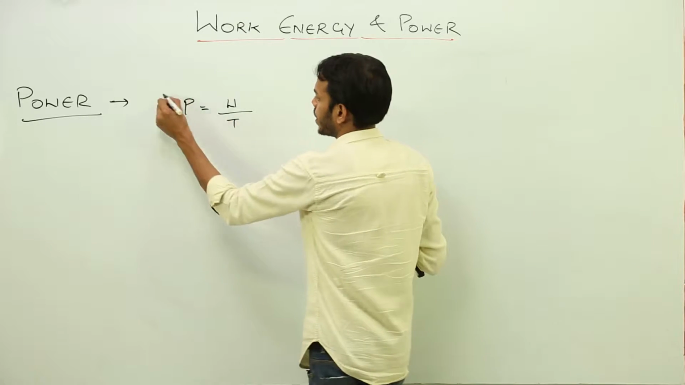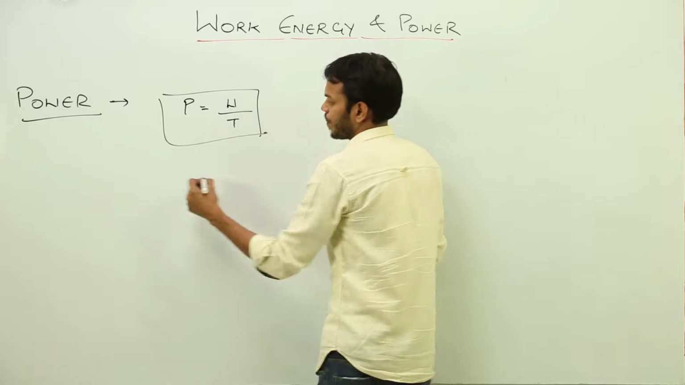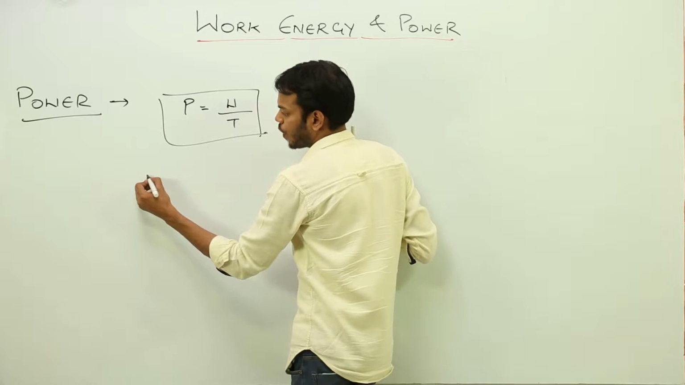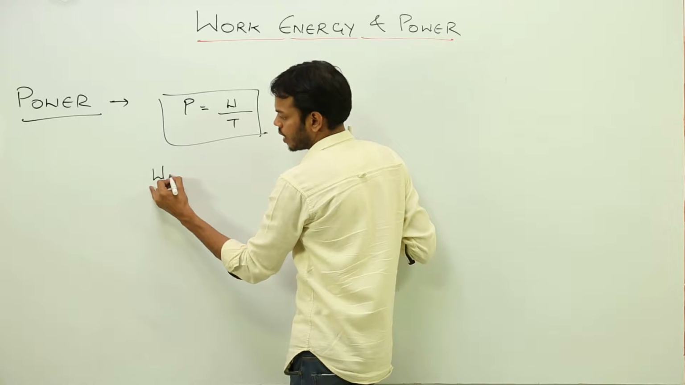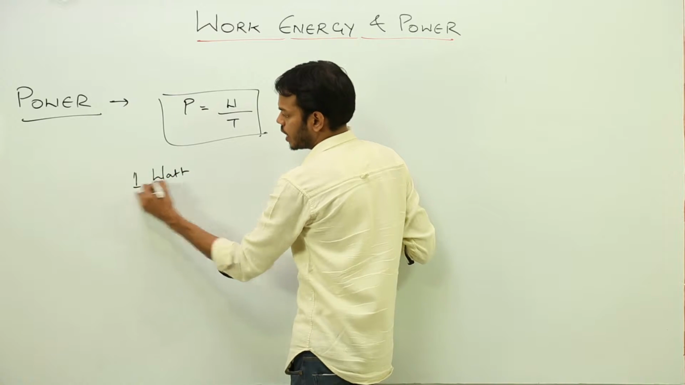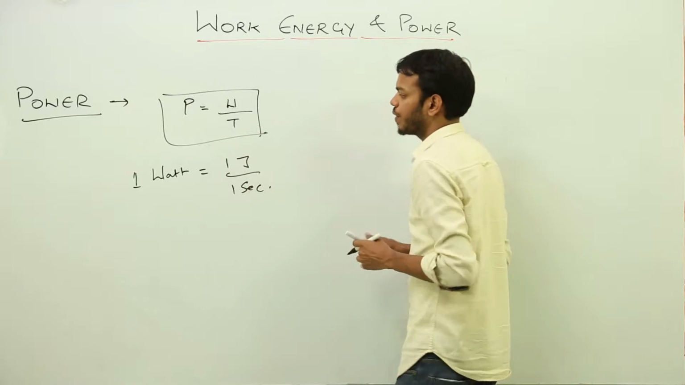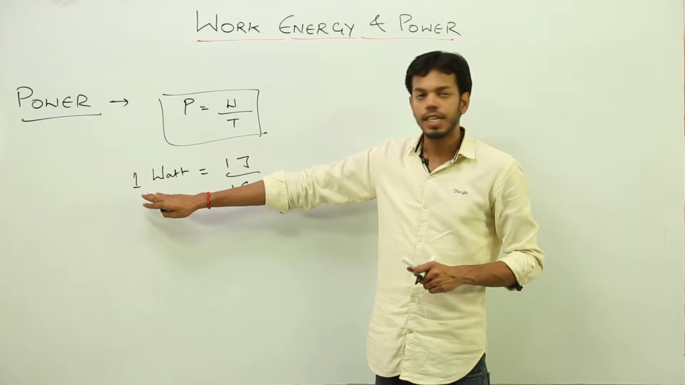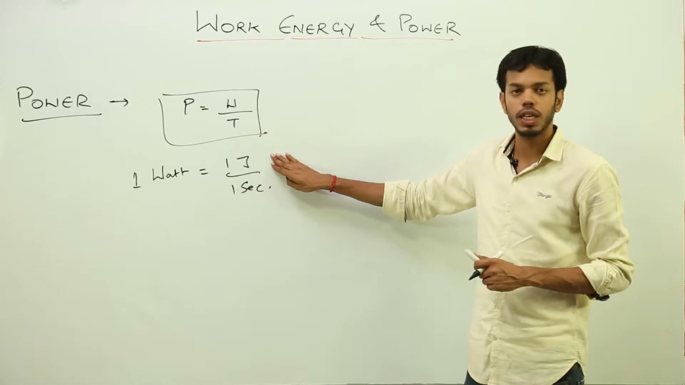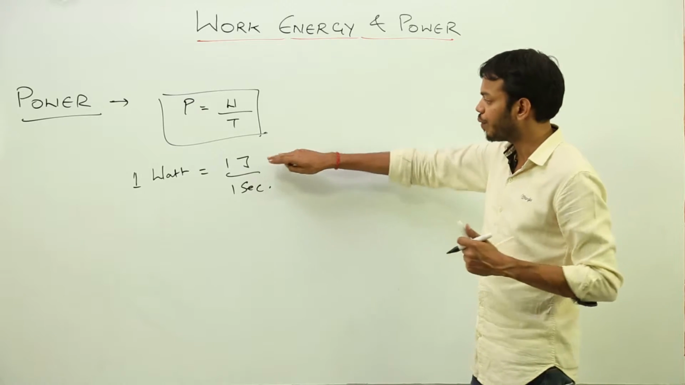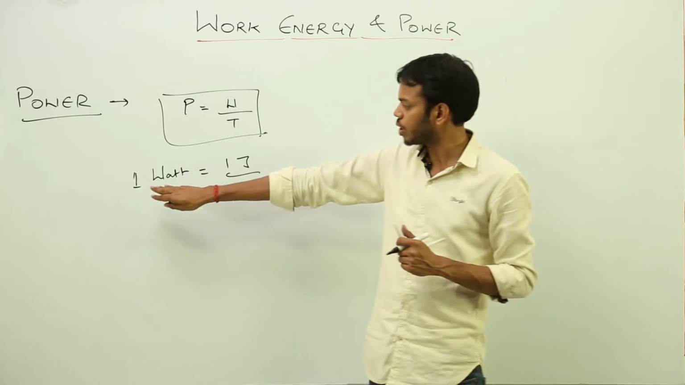This is a very general formula of power. So from here, if I have to define the SI unit of power, it is called the watt. So 1 watt is equal to 1 joule over 1 second. Power is said to be 1 watt when 1 joule of work is done in 1 second.